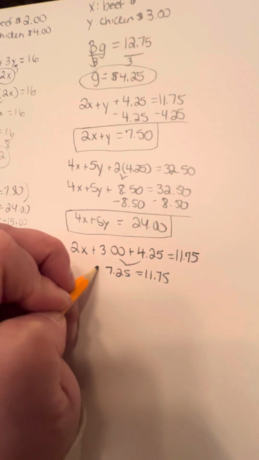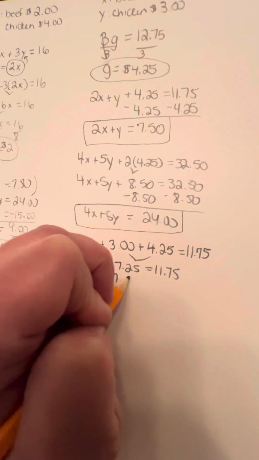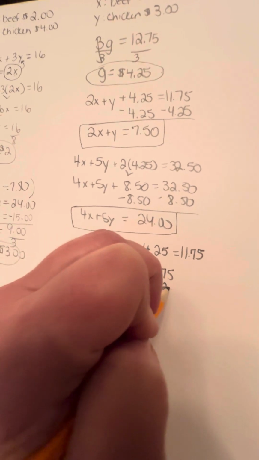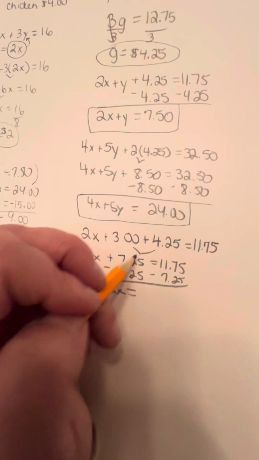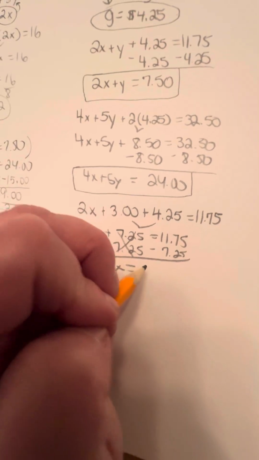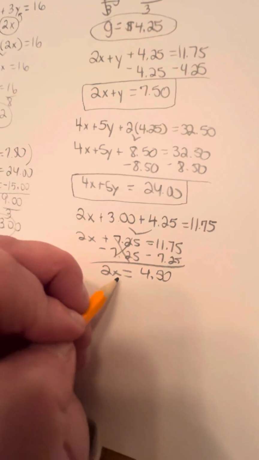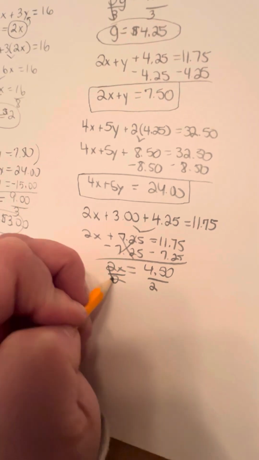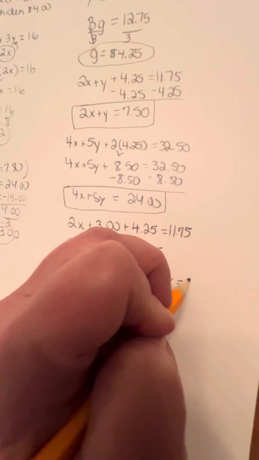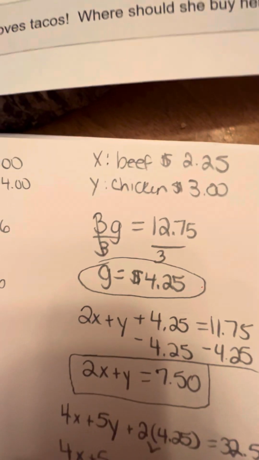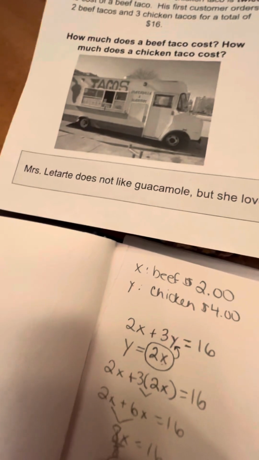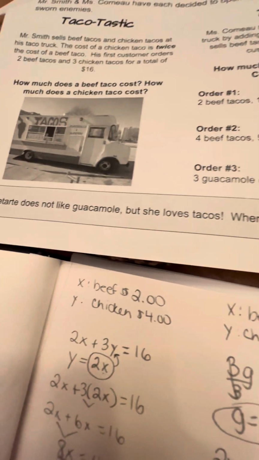Then we subtract that on both sides so we can figure out how much our beef tacos are. Now these are going to cancel, and these are going to end up being $4.50 for the two, but we want to know how much one is. So x is equal to $2.25. So my beef tacos are $2.25 and my chicken tacos are $3 a piece. And then it says Mrs. Letarte does not like guacamole.